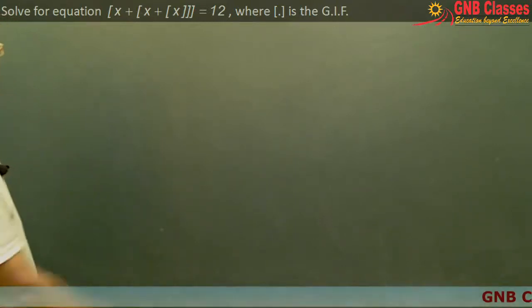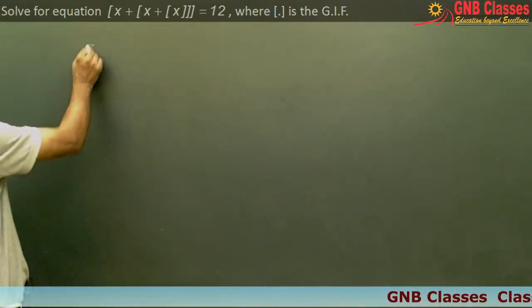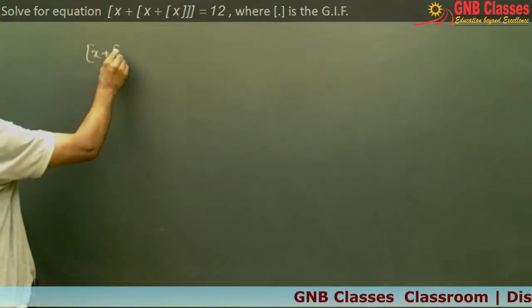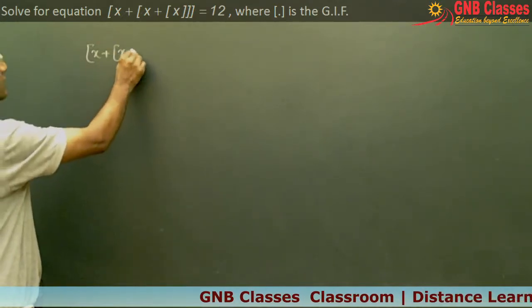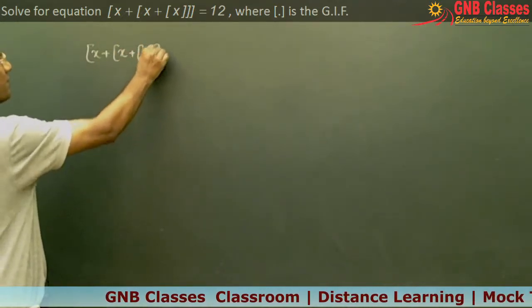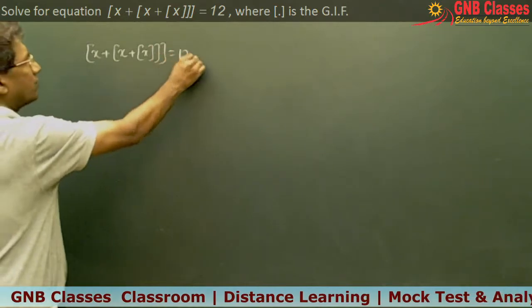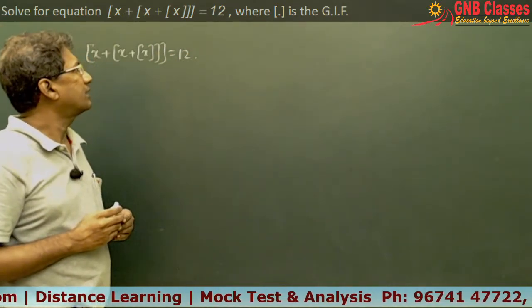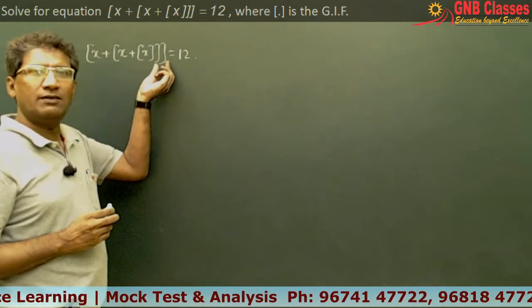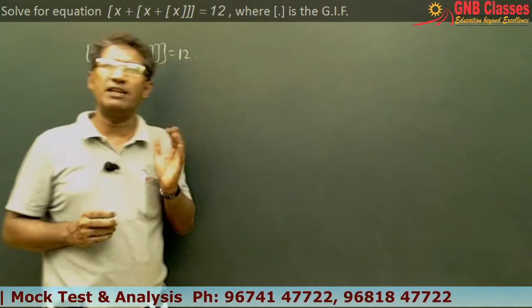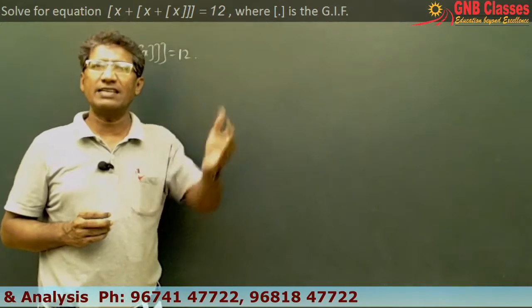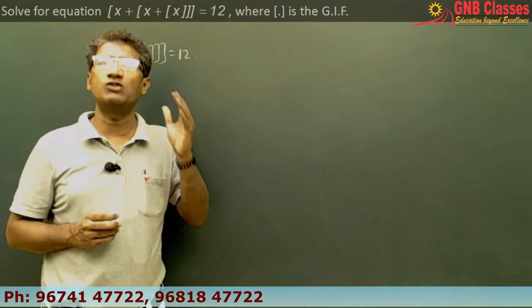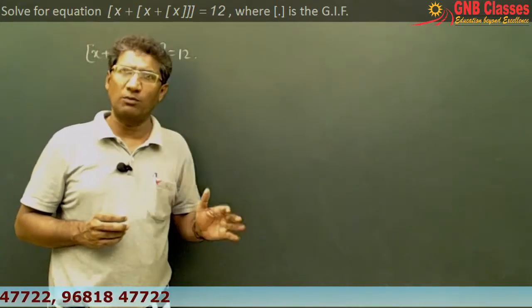In this problem, they have given you ⌊x⌋ + ⌊x⌋ + ⌊x⌋ = 12. As I mentioned previously, whenever this sign is given, they will always mention that it is the greatest integer function. Otherwise, you will treat this bracket as a normal bracket.